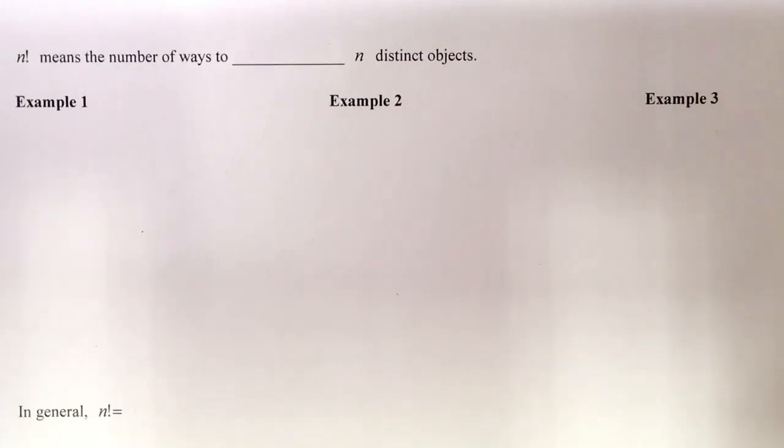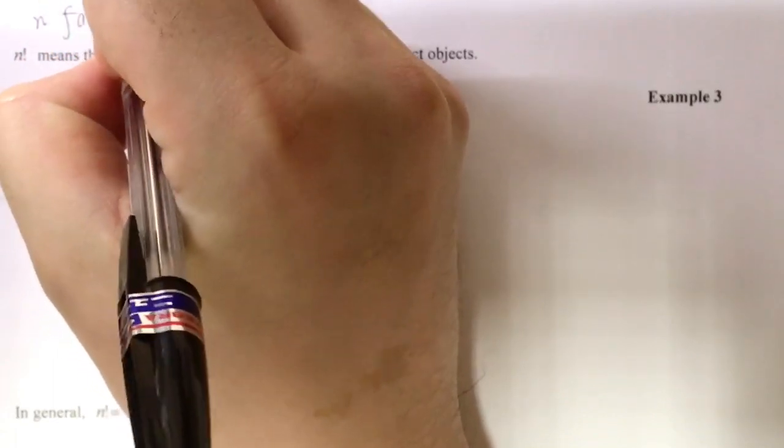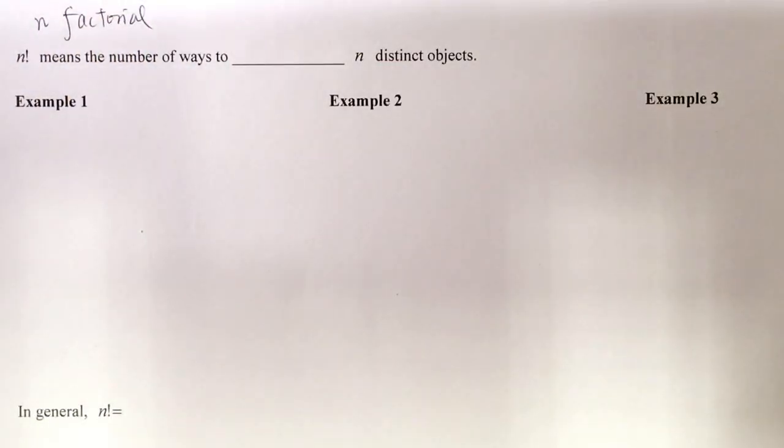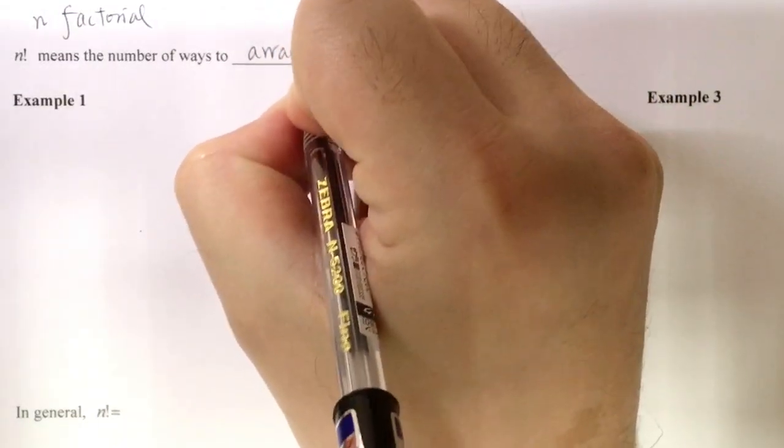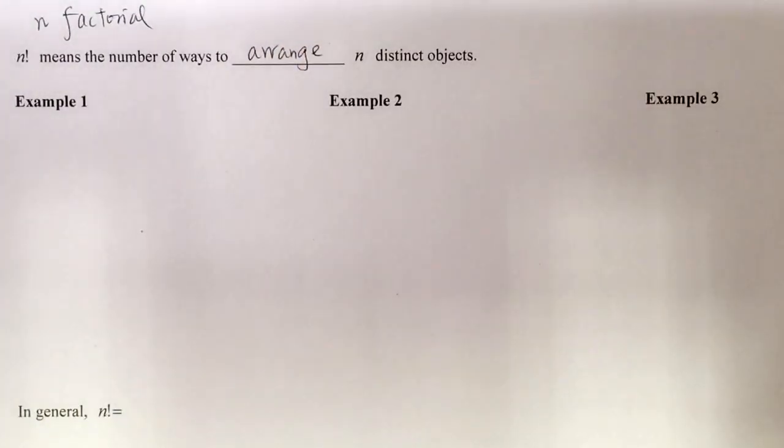Hello everyone. In this video, I'm going to introduce to you a new symbol used in mathematics, the n factorial. The n factorial means the number of ways to arrange n distinct objects, and I'm going to show you with the following examples.